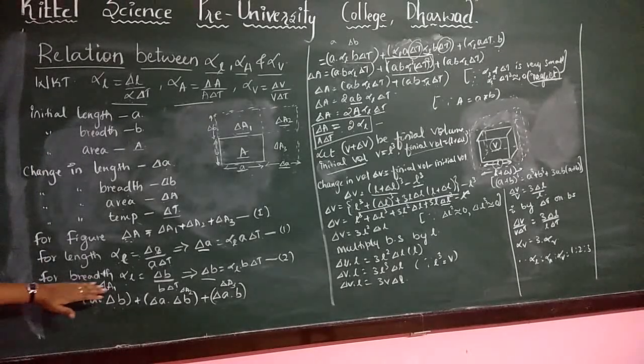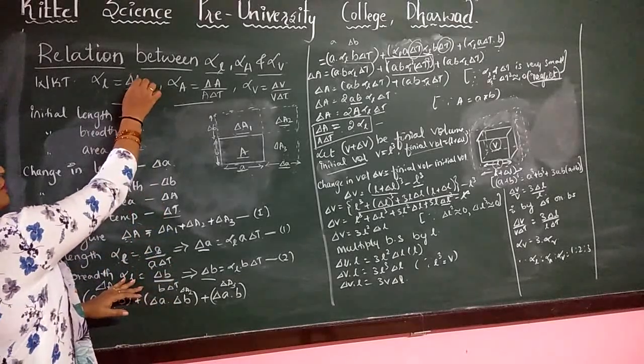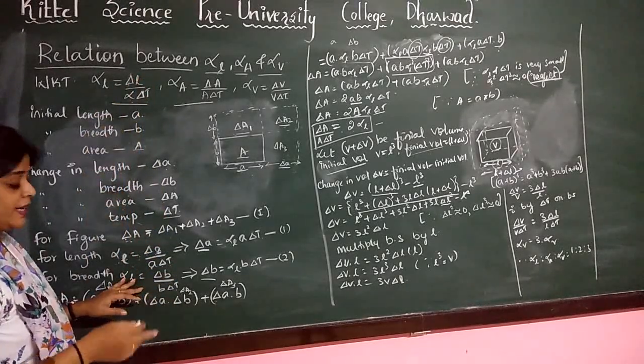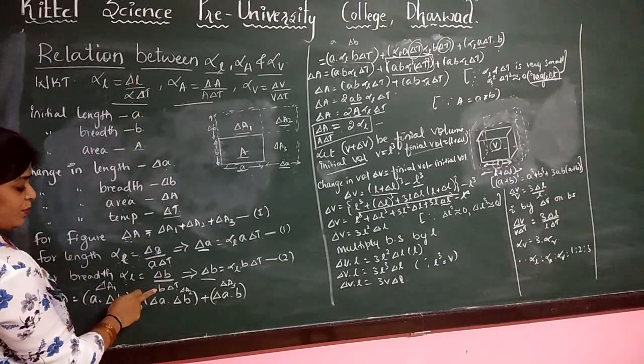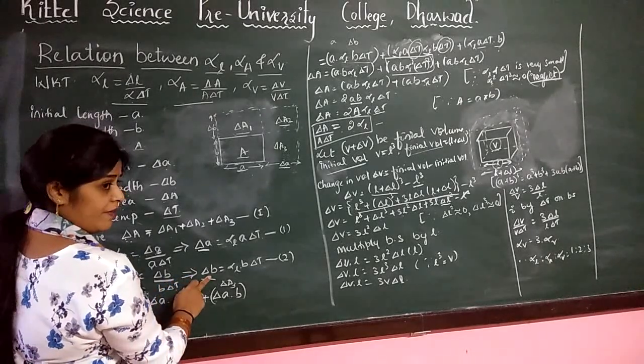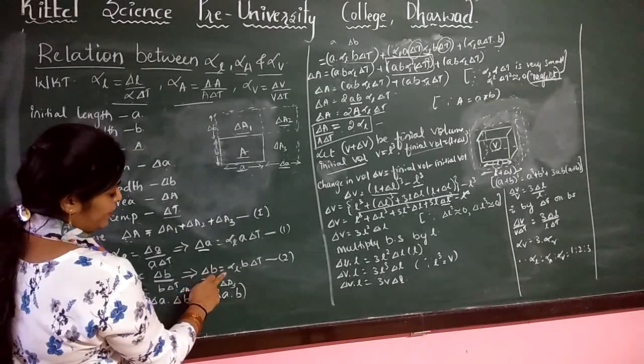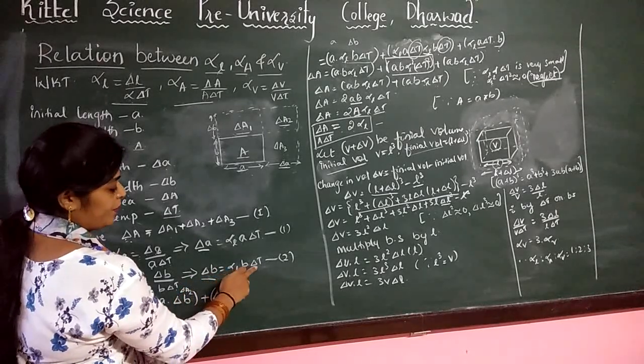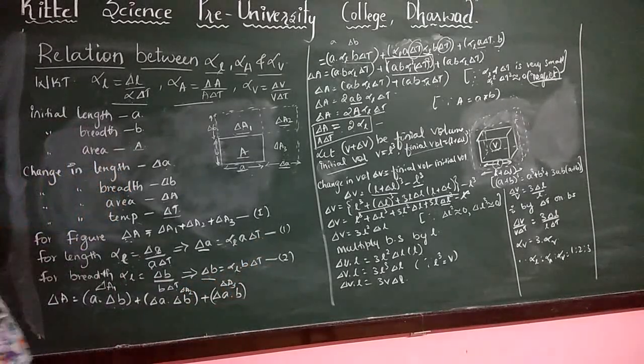Similarly, for breadth, alpha L is there. Instead of L, we are going to write it as B. So delta B is equal to B into delta T. When we simplify, delta B is equal to alpha L B into delta T. Call this equation 1 and 2.